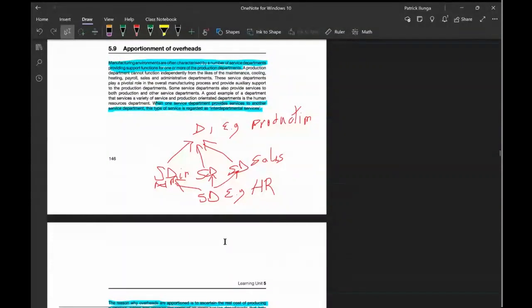So the last concept that we're going to touch is the apportionment of overhead. Like I told you, overhead is indirect cost. We have direct cost that is involved in the main production. And then you have a service production. The service production is there to support the production. The service is there to support. For example, HR. It is there to support the actual production. All right?